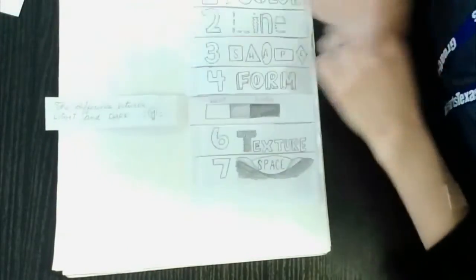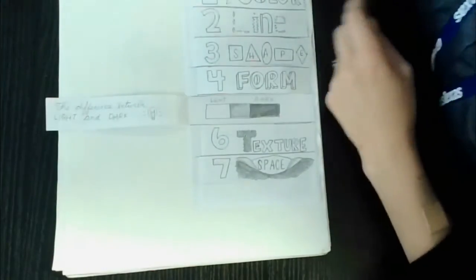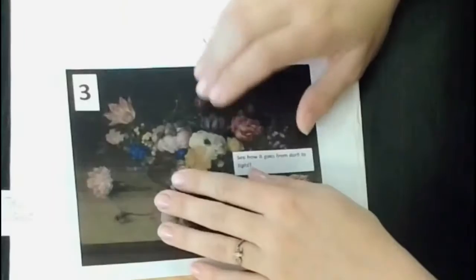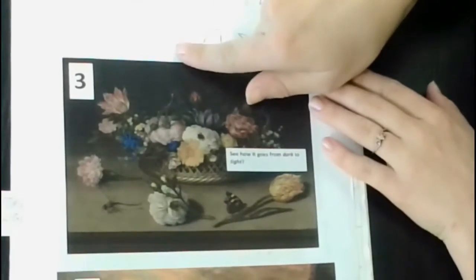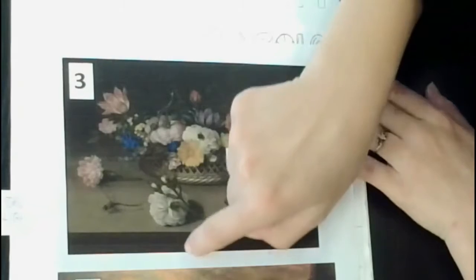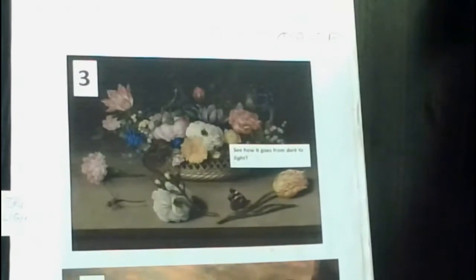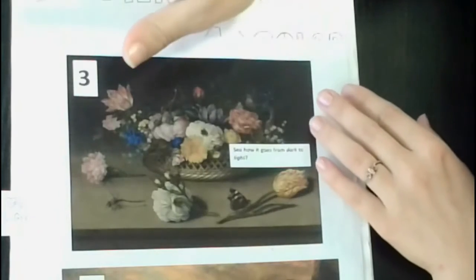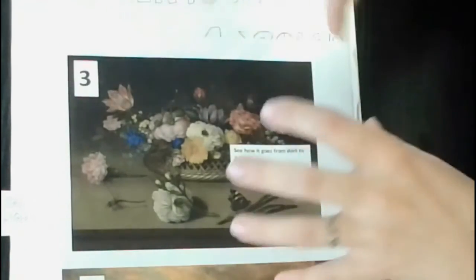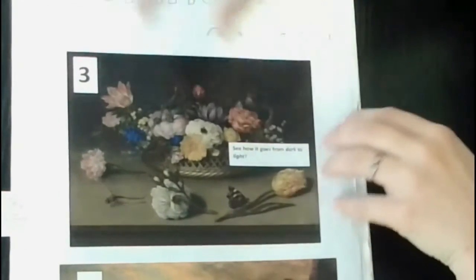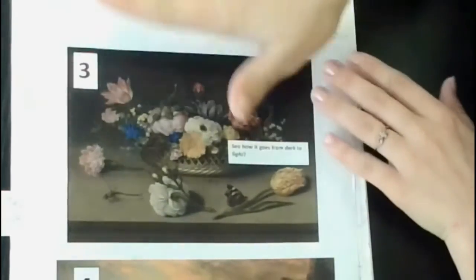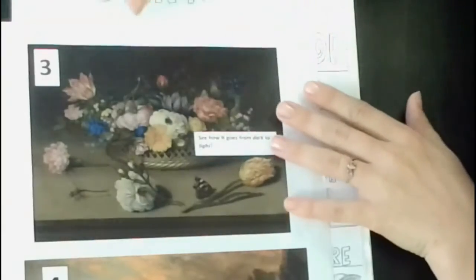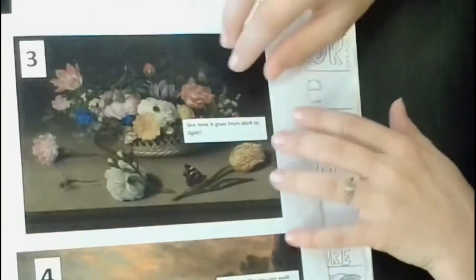So value is the difference between light and dark. Most of you got it right on number 3. So we see from the top here it goes dark and then it gets lighter at the bottom. Do we see that? There is a lot of texture, and I saw some of you answer with that as well. But the main focus and my main question was, what makes it look like it's going from dark to light? And if you can tell me where the light source is, that would be awesome. Does anyone know where it is?